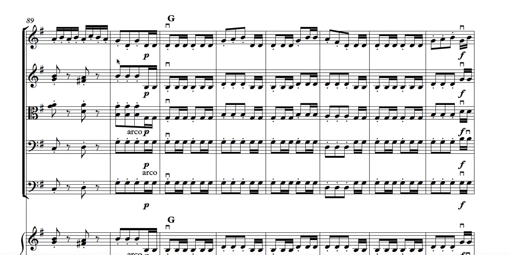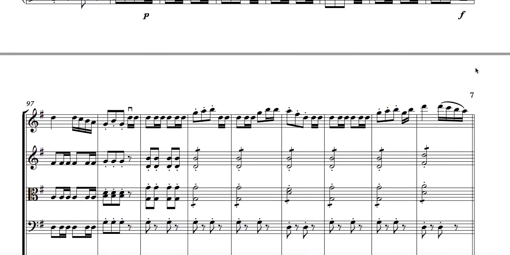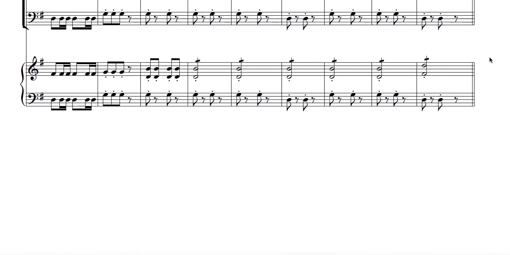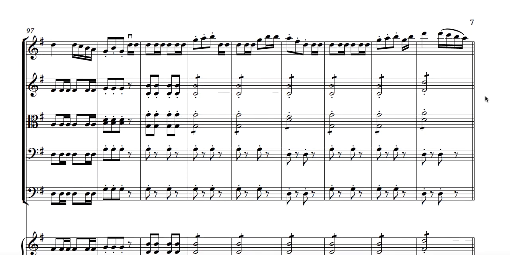1, 2, 1 and 2 and a G and a 2 and a 1 and 2 and a 1 and a 2 and a 1 and 2 and a 1 and a 2. 1 and 2 and a 1 and a 2 and a 1 and 2, 1 and 2 and 1 and 2 and 1 and 2 and 1 and 2 etc. Going on, it looks that same.